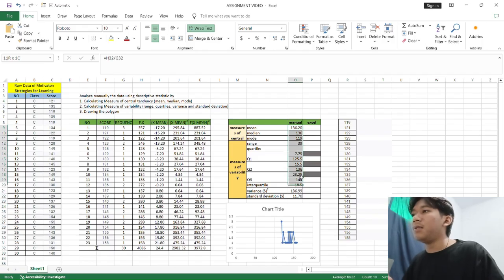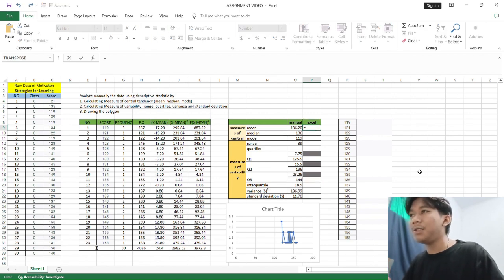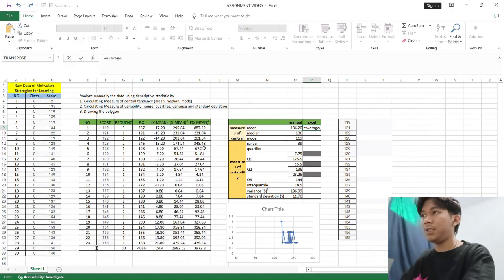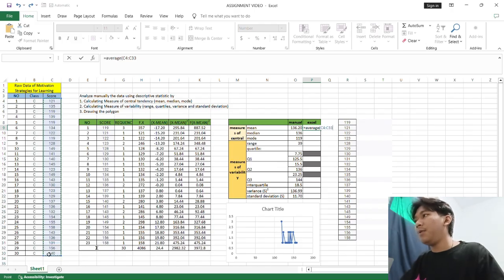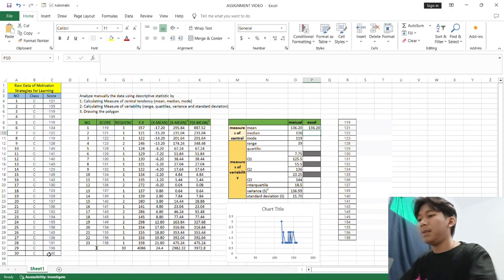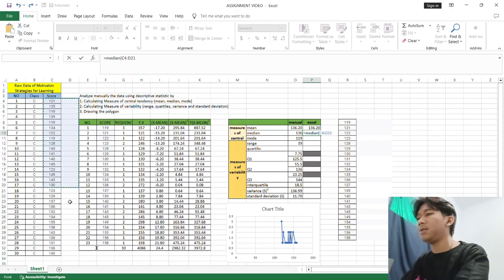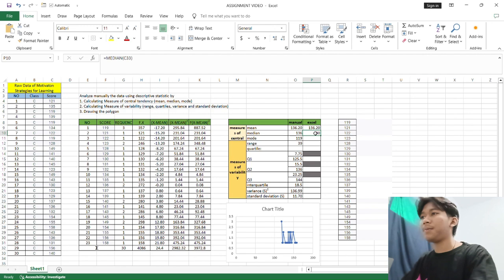Okay, so are all these results correct? Let's find out by using Excel's functions. To search for the mean in Excel, we simply use the function average, and then we select our row data right here, and there we have it. And for the median, we use the function median, then select the row data right here.